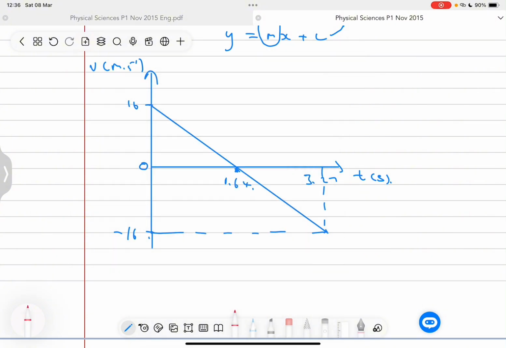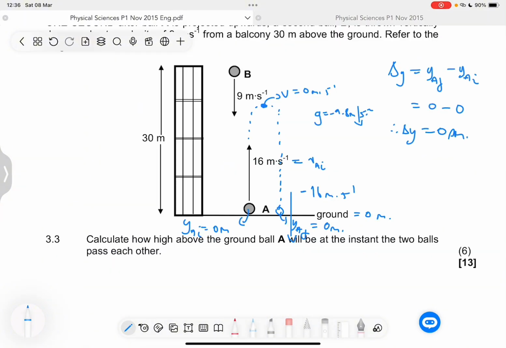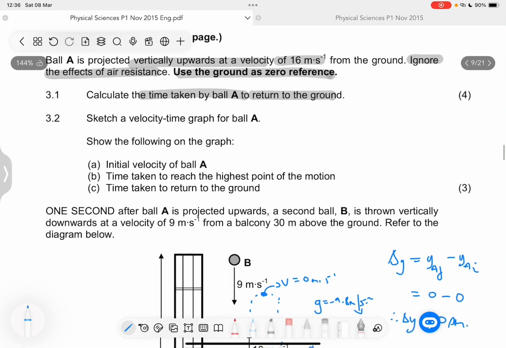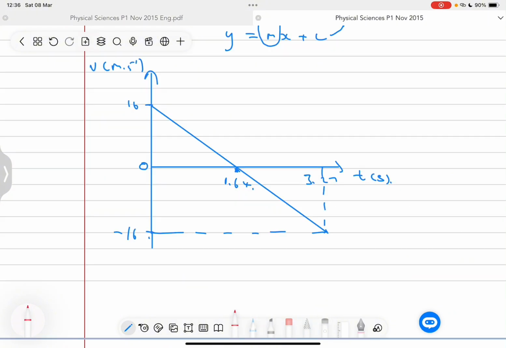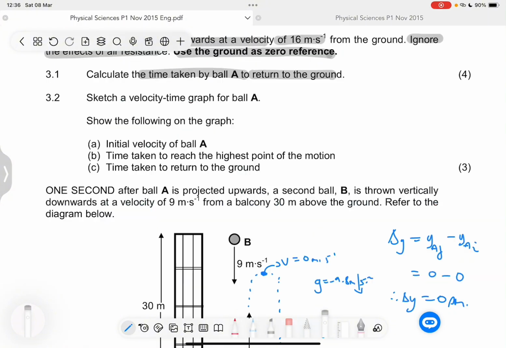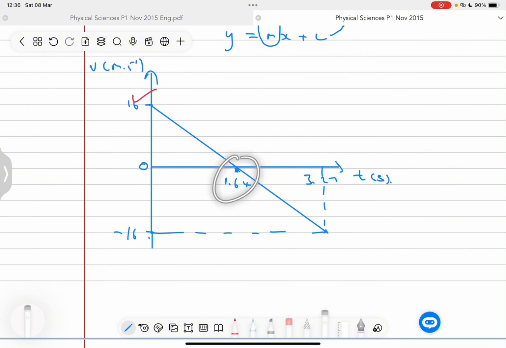This specific type of question was marked out of 3 marks, and they required us to put specific things here. The initial velocity, that means they will mark that initial velocity here. They required us to put the time taken to reach the highest position of the ball, right? This is the time here.